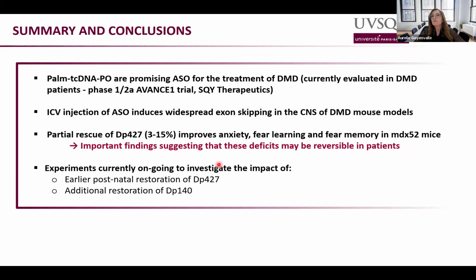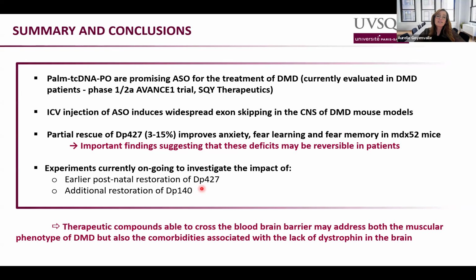So there are more investigations needed, not only to look at earlier postnatal, but also to investigate the additional restoration of DP140, and all this is ongoing. But yet these are encouraging findings, especially at a time where new generation of antisense oligonucleotides are being developed, and some may offer the possibility of crossing the blood-brain barrier and therefore treat both the muscular phenotype, but also the comorbidities that are associated with the lack of dystrophin in the brain for these patients.